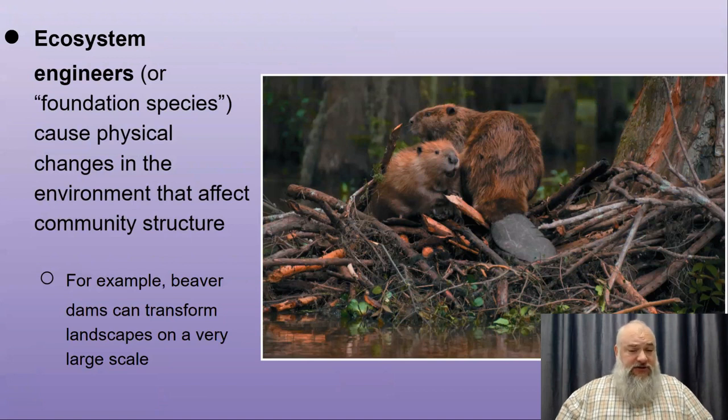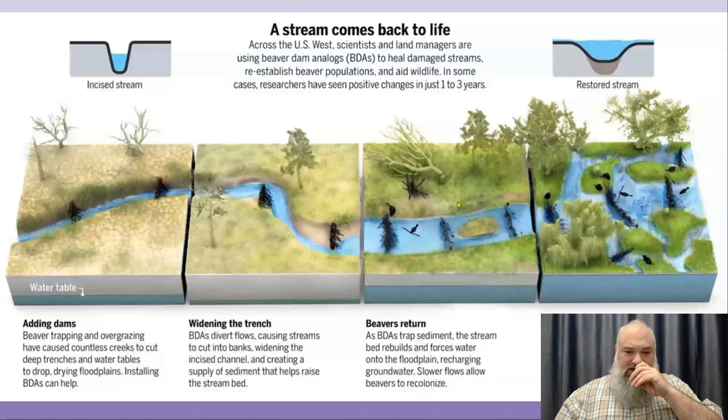Ecosystem engineers, otherwise called foundation species, cause actual physical changes in the environment that affect community structure. Beavers are the prime example, right? With their dams, they greatly change the landscapes in the areas where they're living. Okay, so let's take a look at some examples of that.